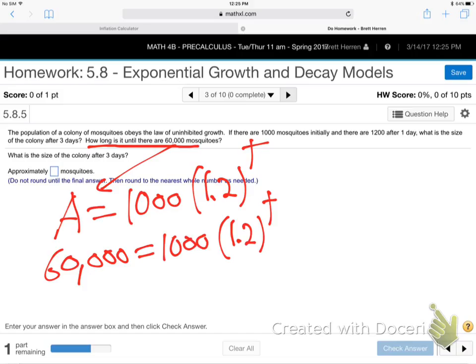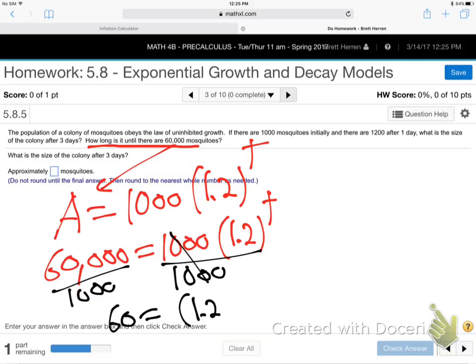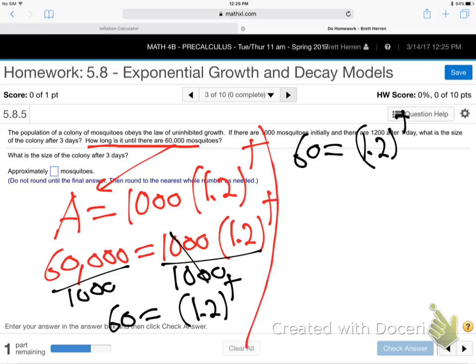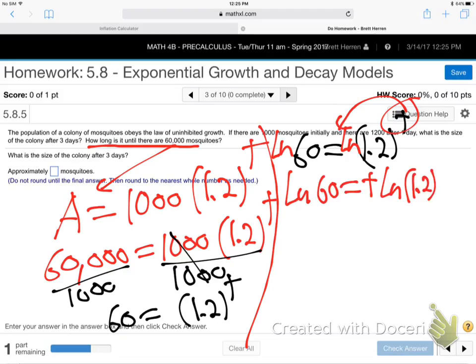Yeah, we get the base alone. Divide by 1,000. This will be like 60. 1.2 to the t. Bring it up here. 60 is 1.2 to the t. And then ln both sides. The power comes down. Ln of 60 is t times ln of 1.2. Good to there.